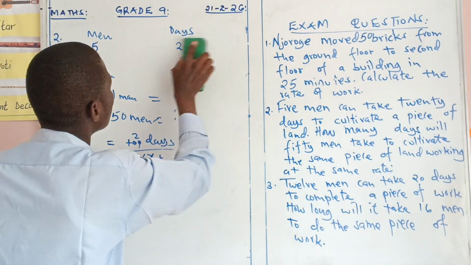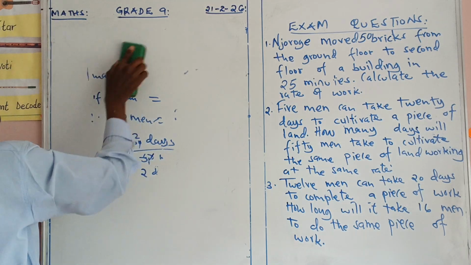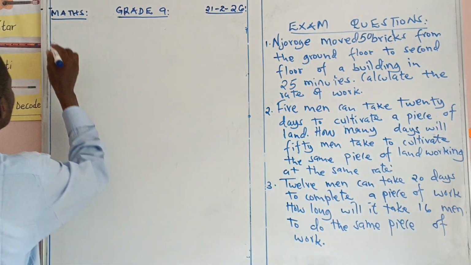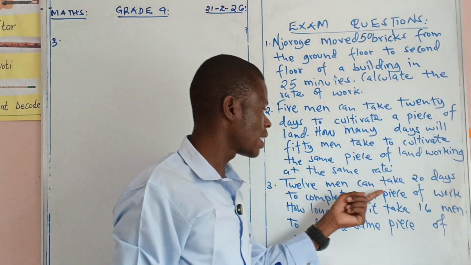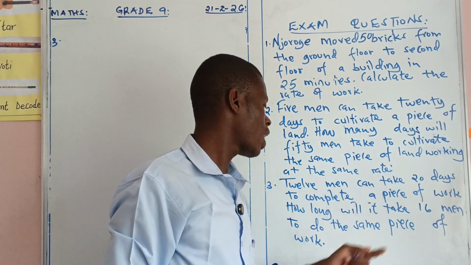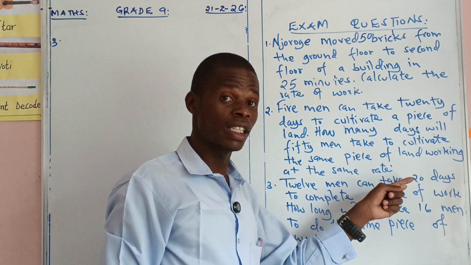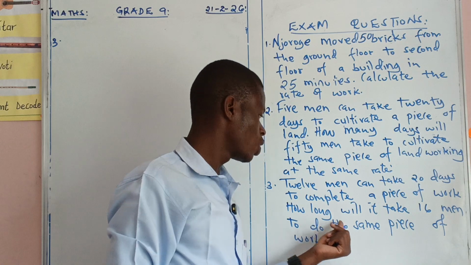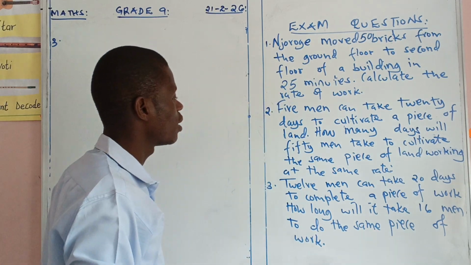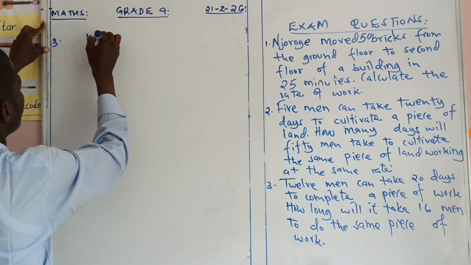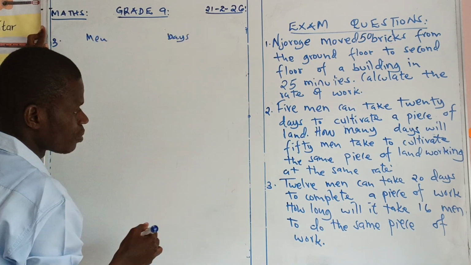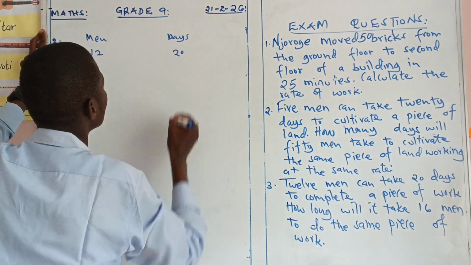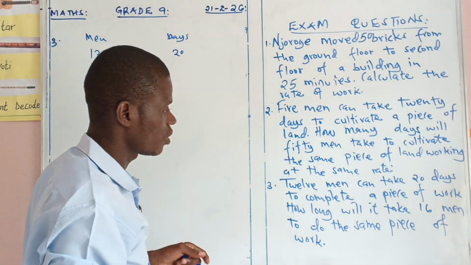Let us do number 3. Number 3, 12 men can take 20 days to complete a piece of work. How long will it take 16 men to do the same piece of work? So I'll have men, days. 12 men can take 20 days.